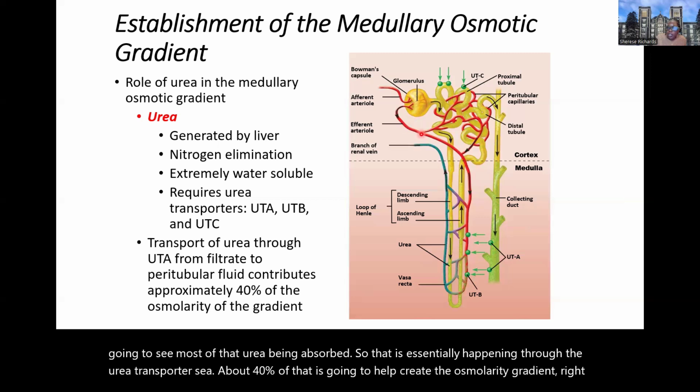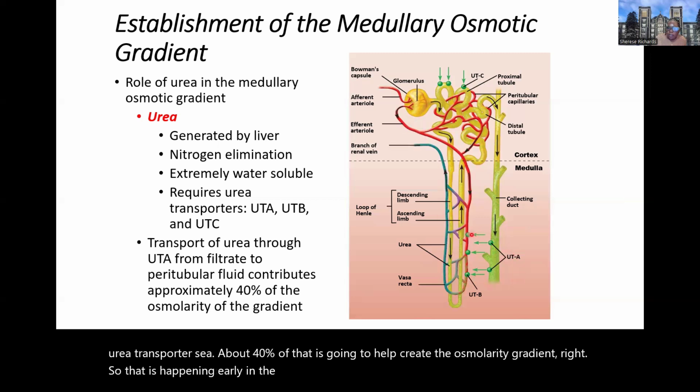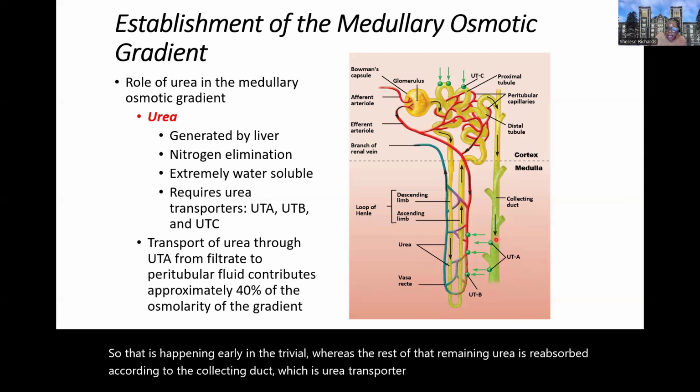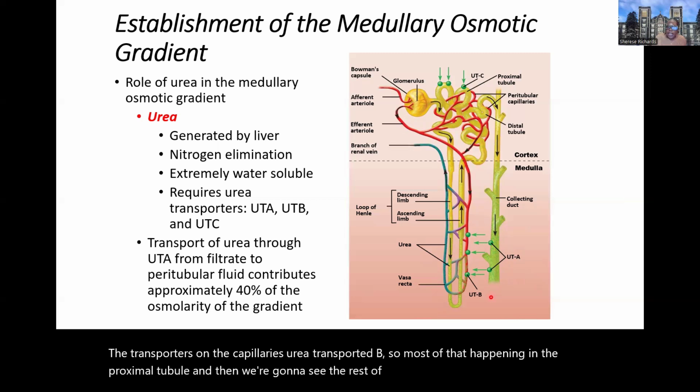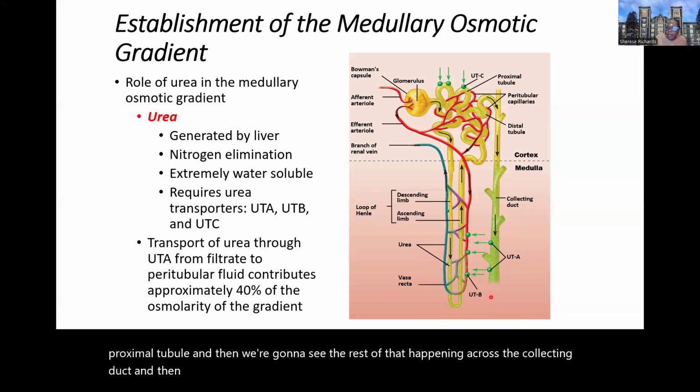So that is happening early in the tubule, whereas the remaining urea is reabsorbed along the collecting duct, which is urea transporter A, and then facilitated through the transporters on the capillaries, urea transporter B. So most of that is happening in the proximal tubule, and then we're going to see the rest of that happening across the collecting duct, and then eventually the vasa recta, or the capillary surrounding the loop of Henle.